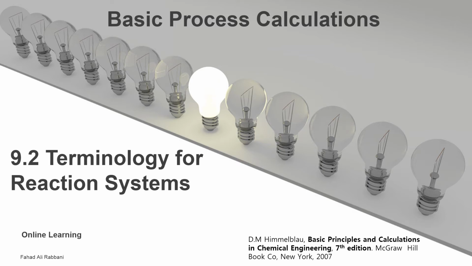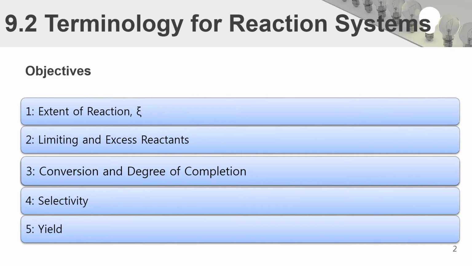We are studying basic process calculation, and today's topic is terminology for reaction system. There are many terminologies like extent of reaction, limiting and excess reactant, conversion and degree of completion, selectivity and yield. And today we will talk about conversion and degree of completion. To know about other terminologies, you can watch videos on my YouTube channel. Now let us move towards our topic today.